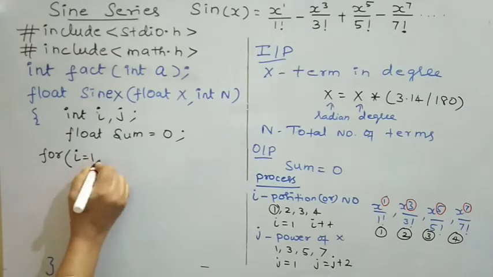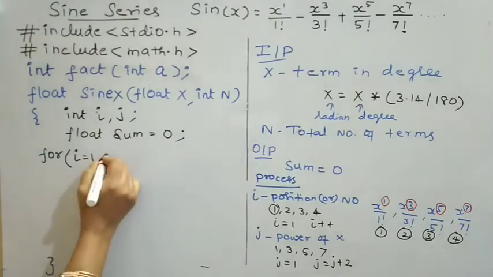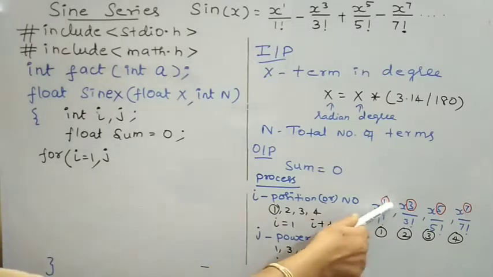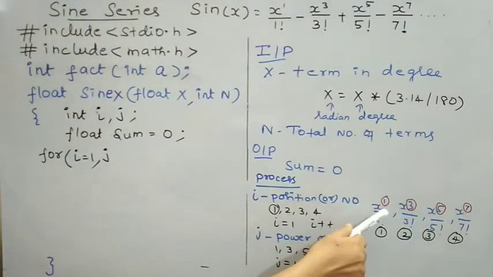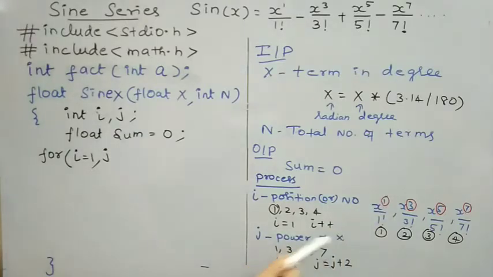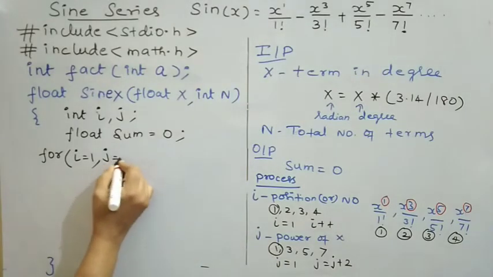And then I am going to include another loop variable, j. j is going to hold the power of x. I am going to compute x power some integer value, that is the power of x. Initially the value of j is 1, so j is initialized by 1.